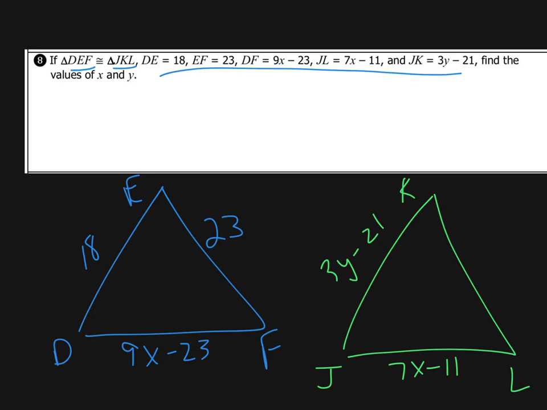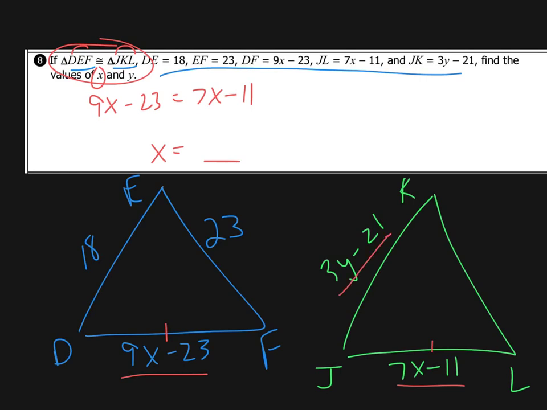Okay, now that I have a picture, I'm going to start going through some of the information here. So if we were to solve for the variable x, let's take a look here. I have the 9x minus 23 here and the 7x minus 11 there. And when I look at my congruency statement, DF is going to be the same as JL, right? They're congruent. So this side and this side are congruent. So that means I could set these terms equal. So 9x minus 23 equals 7x minus 11. Once you get through the algebra acrobatics there, you should be able to get the answer for the value of x. And that's all they want is the value of x.